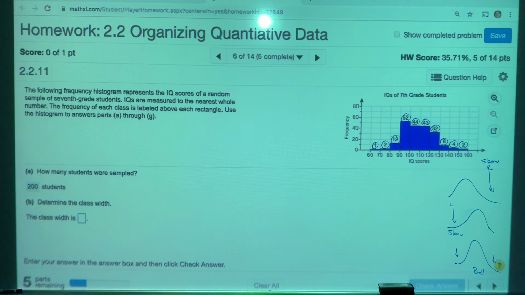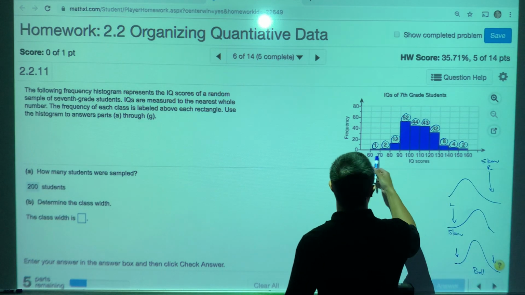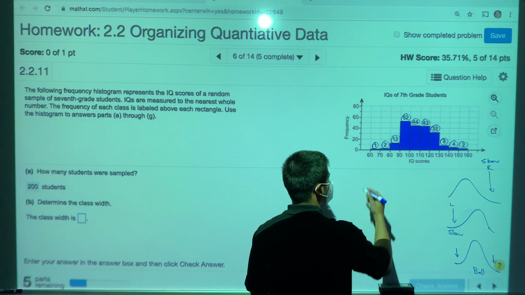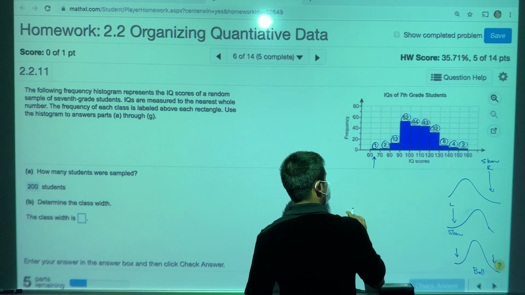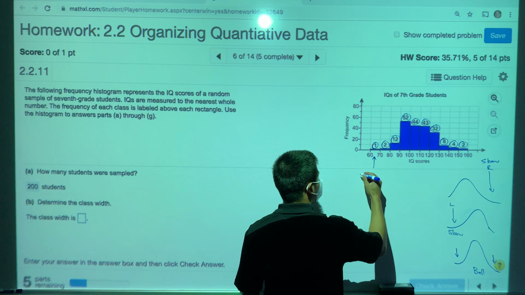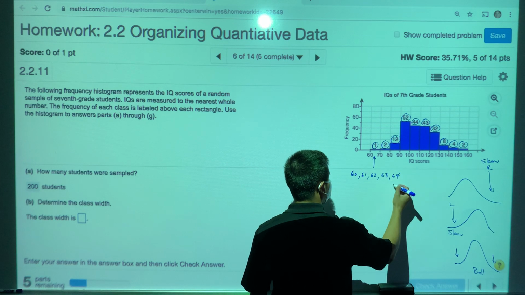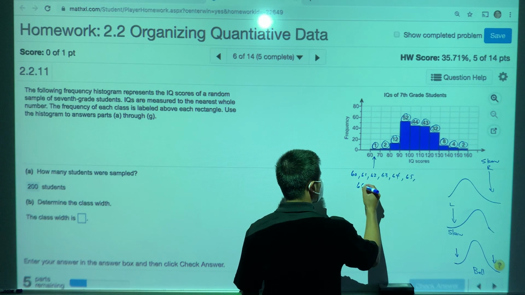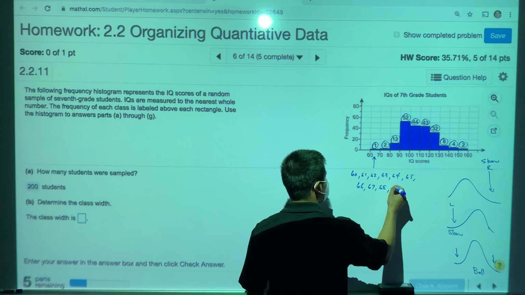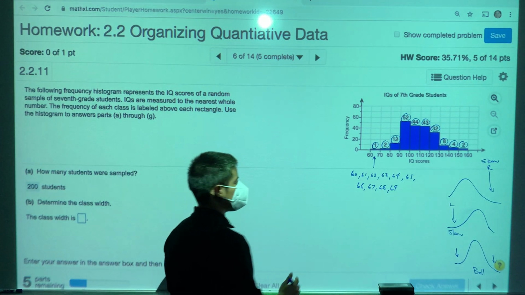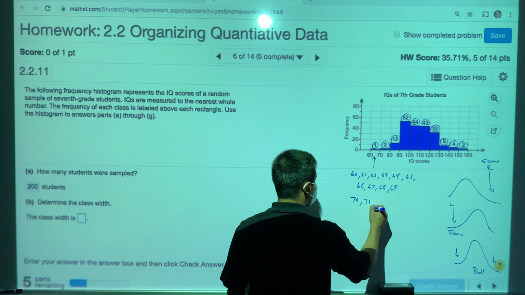Now, determine the class width. So the class width is what? The range that each class covers. Now, this is a little bit confusing, so I'm gonna help you with it. Let's just take this one for example, 60 to 70. Well, that'll be 60, 61, 62, 63, 64, 65, 66, 67, 68, 69. Do we count 70? No, 70 would begin the next one.